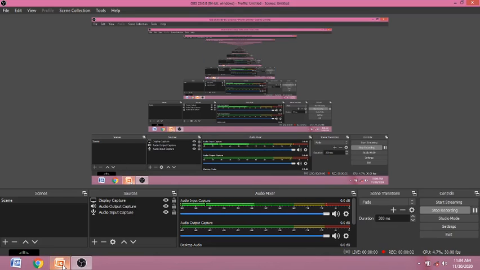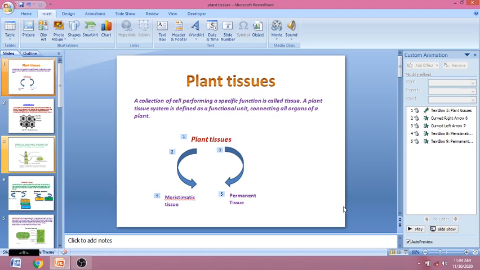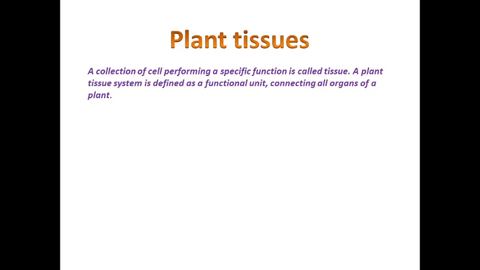Hello all. Today we'll be starting with our first chapter, and in this chapter we'll be starting with the anatomy first. So first of all, let me tell you what anatomy actually is. Anatomy is the study of internal structure.